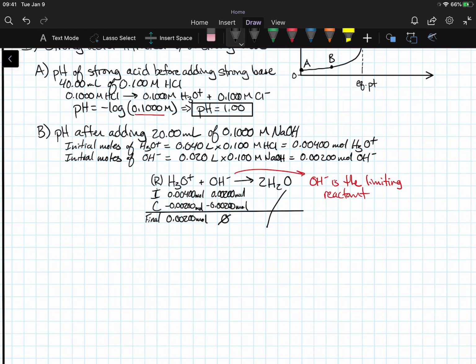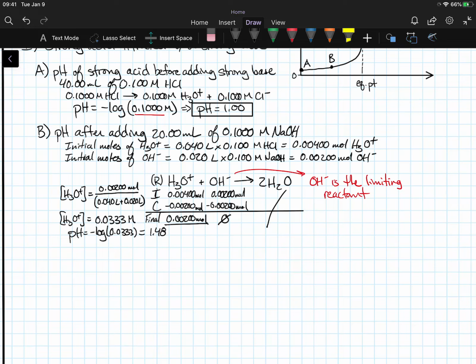Now we can find the pH from the number of moles, but again we have to remember that we've changed the volume as well. So we can calculate the concentration of H3O+. This is the 0.00200 moles we have left over divided by the new volume, which was 0.040 liters plus 0.02 liters, or 0.06 liters. So our H3O+ concentration is 0.0333333 molar, repeating. I'm just going to round it to 3 threes. So we take the negative log of that. The pH is the negative log of 0.0333, and our final pH is 1.48.